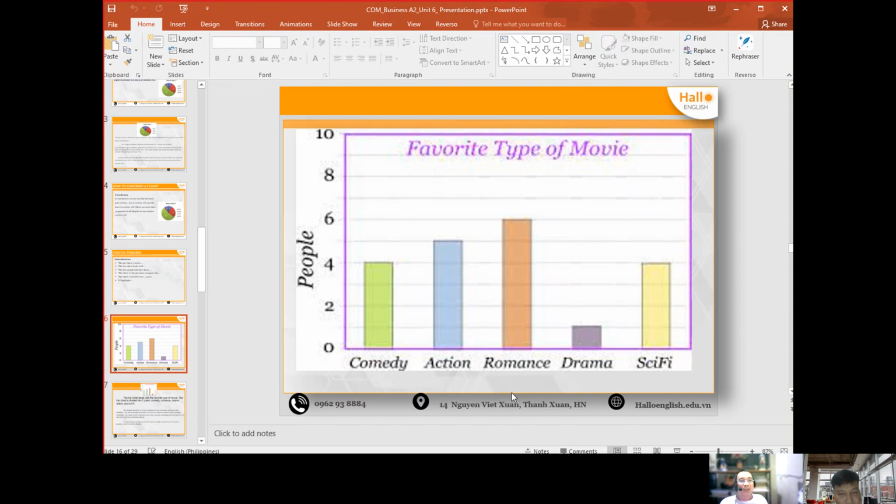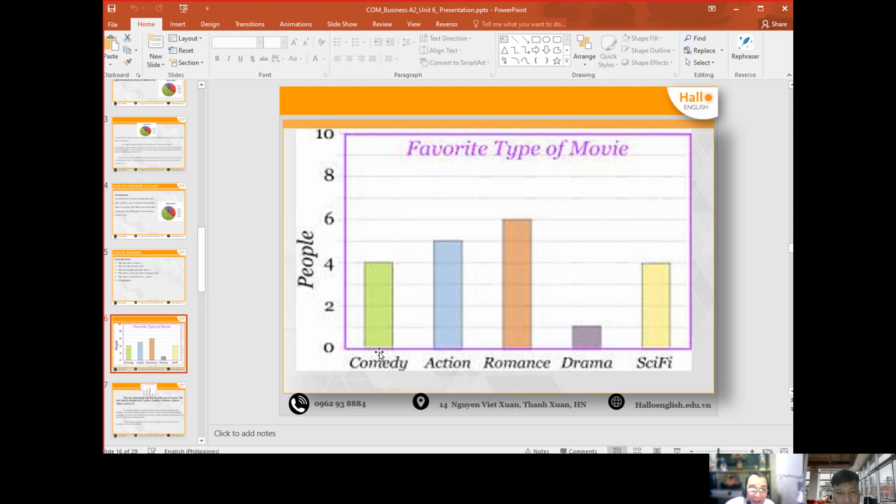Next we have an example of another kind of graph. Favorite type of movie. This one is a bar chart or a bar graph, wherein the title is all about favorite type of movie. Look at this one. On our left side we have people, and here all the types of movies, for example comedy, action movie, romance, drama, and sci-fi.